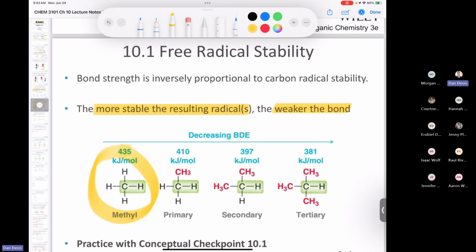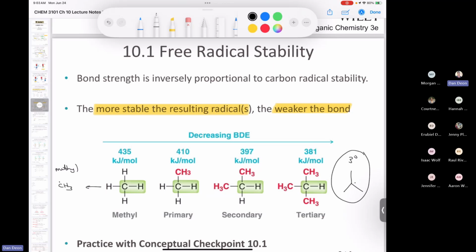Why? Because it doesn't want to let go of it. Now, why would that be? Well, I'm sure you've got it figured out already, but it's because if I was to lose a proton here, I end up with a methyl radical, right? And here I would end up with a butyl radical like this, an isobutyl radical. Well, this is a tertiary radical and this is a methyl radical. So which one's more stable? This one is much, much, much more stable.